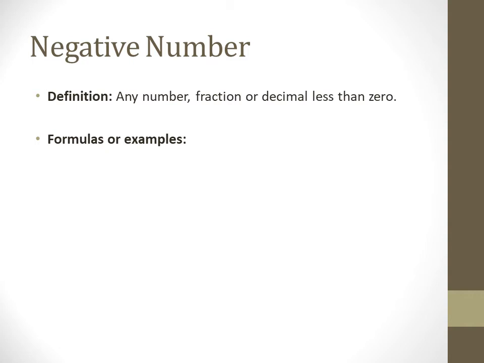A negative number, on the flip side here, can be any number, fraction, or decimal less than 0. So, using those examples from the last slide, we've got numbers like -23.5, negative 6, negative 2/5.